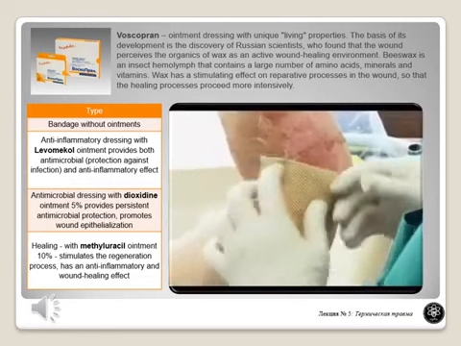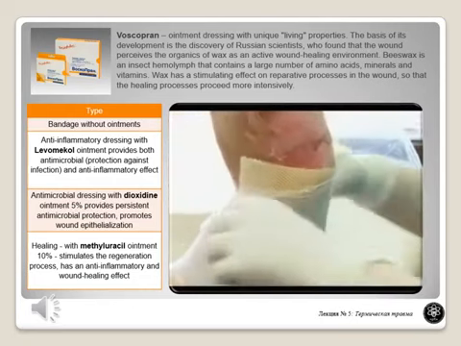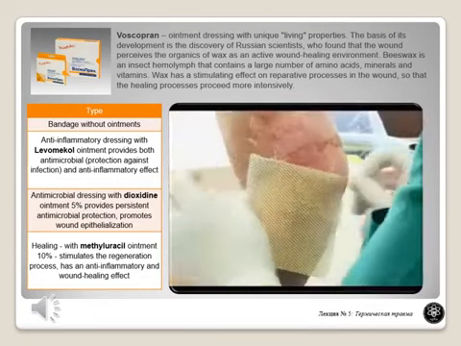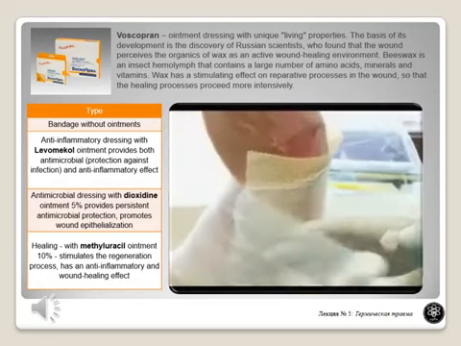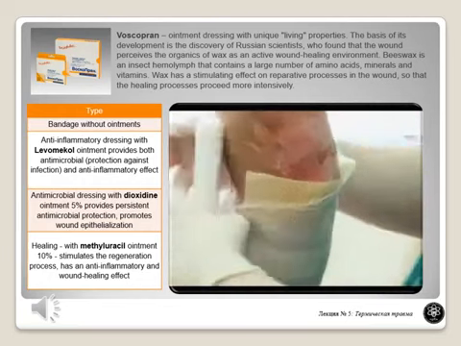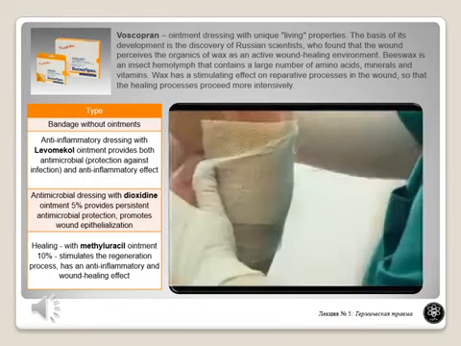Also, Vaxopran is available with methyluracil ointment 10%. That is, in this case, the effect is purely reparative, from an old proven drug. But if we have a bacterial, that is, an infectious complication, then such a mesh should definitely be supplemented with an antimicrobial ointment on top.